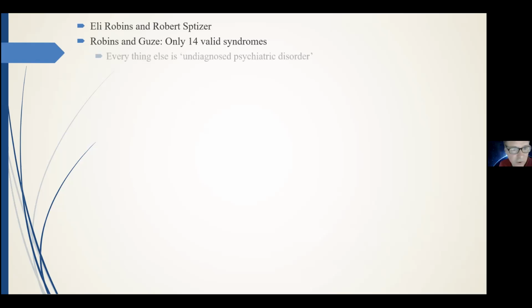And the person who taught him about operational definitions was Eli Robins, who was a psychiatrist at Washington University in St. Louis. One of the things most people might know about Robins is that, with Samuel Guze, they introduced the concept of diagnostic validity into psychiatry. And when Spitzer was working on the DSM-3, Robins and Guze thought Spitzer overclassified things. They claimed that there are only actually 14 valid syndromes, and everything else, they said, is undiagnosed psychiatric disorder.